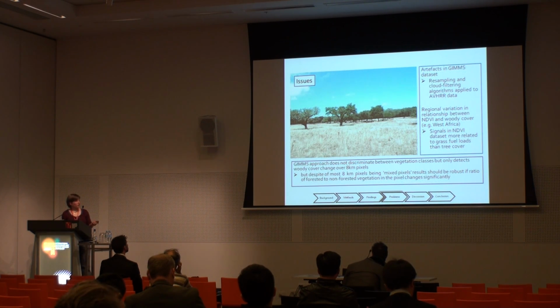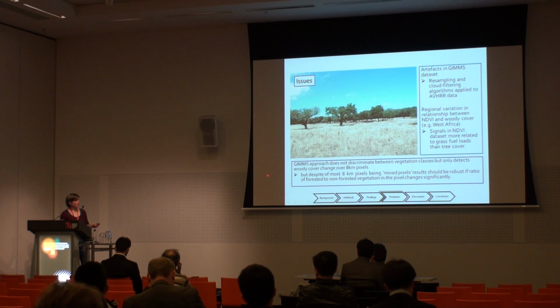Also, the regional variation in the relationship between NDVI and woody cover is a bit uncertain. For example, in West Africa, signals in NDVI datasets appear to be more related to grass fuel loads rather than tree cover, which is also why we excluded West Africa from our analysis. And obviously, we don't really know if this is also the case in other parts of Africa. So that's something that definitely needs to be investigated.